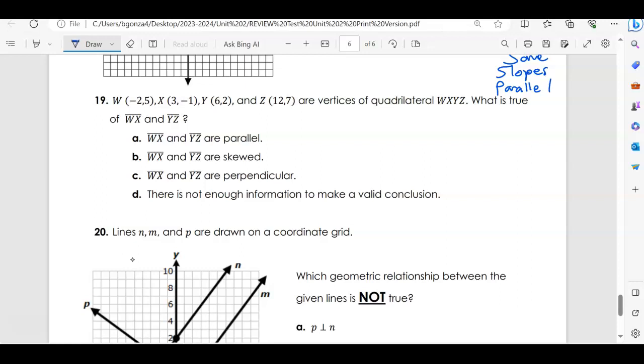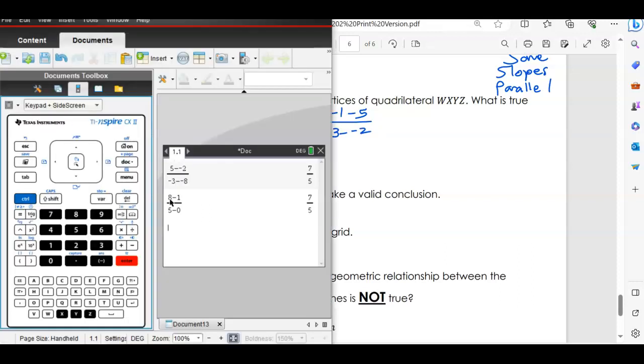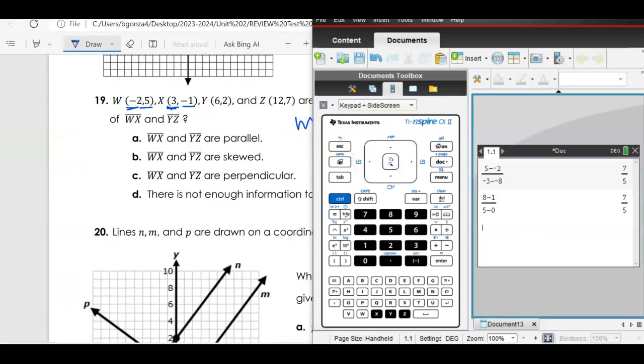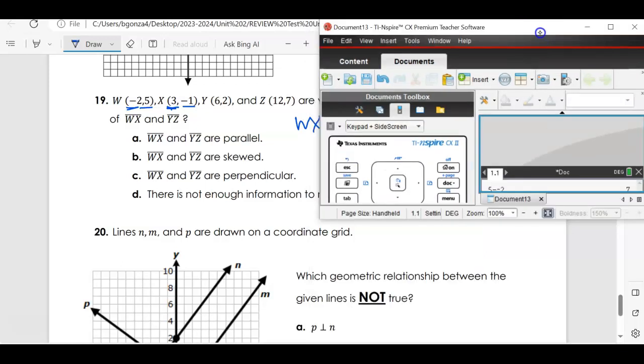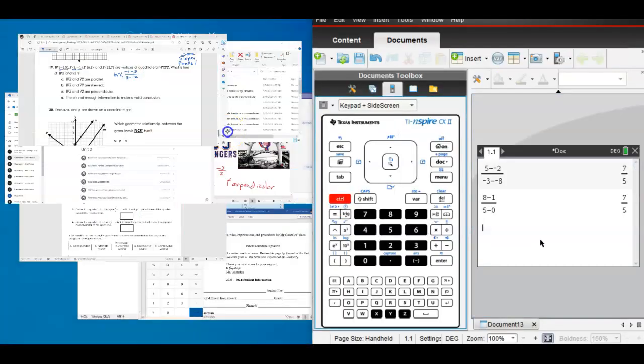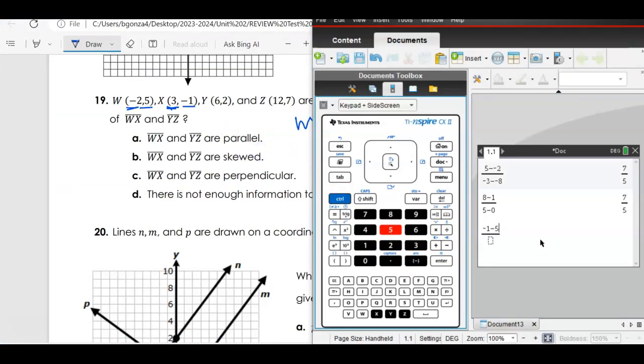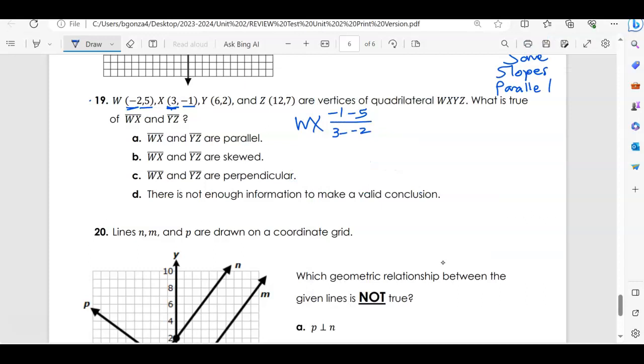All right, WX, YZ, our vertices. What is true about WX and YZ? Again, parallel, skew, perpendicular. Let's go ahead and find the slopes. WX is going to be y2 minus y1, so negative 1 minus 5, over x2 minus x1, 3 minus negative 2. And I got negative 6 over 5.